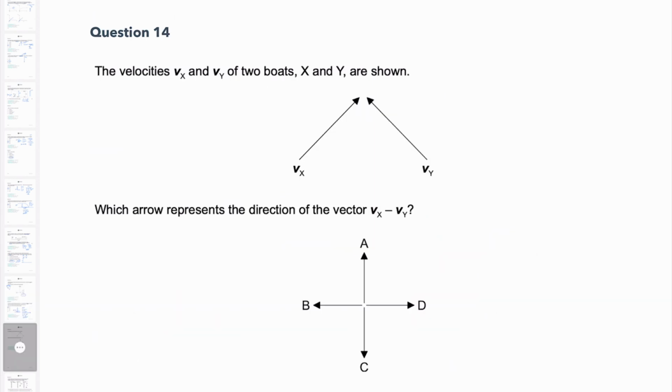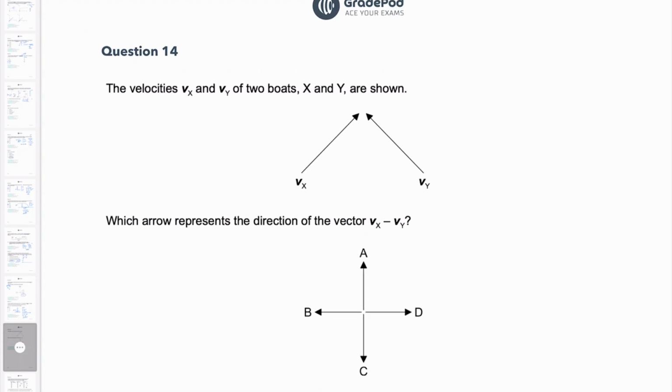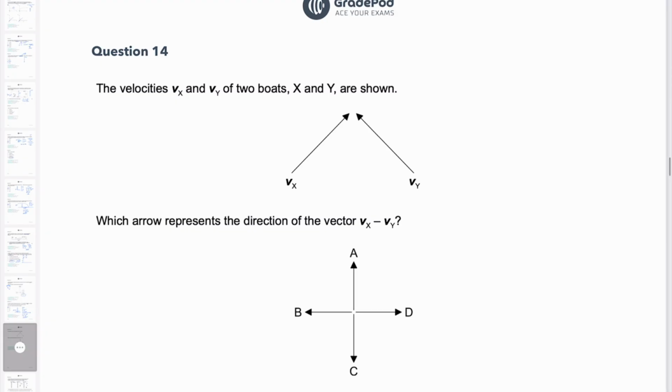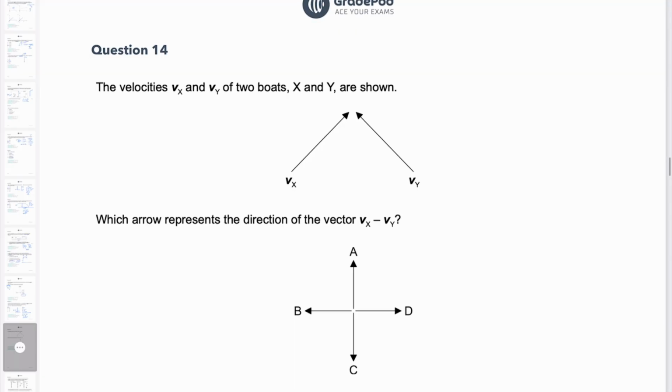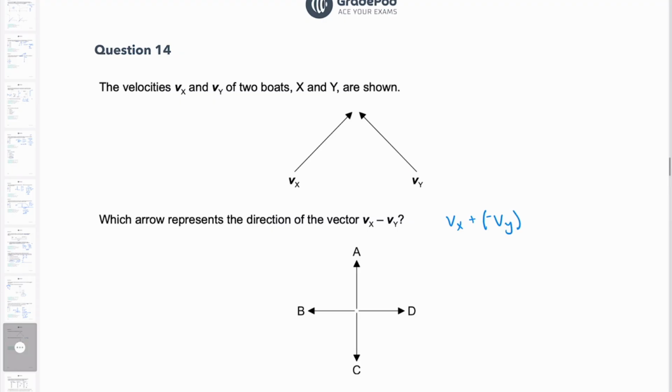The velocities Vx and Vy of 2 boats X and Y are shown. Which arrow represents the direction of the vector Vx minus Vy? Do you remember that trick I taught you in math skills for A1 Kinematics, how to subtract vectors? Instead of writing Vx minus Vy, you write Vx plus minus Vy. And what that means is you want to change the direction of Vy. So instead of thinking it goes that way, it now goes this way.